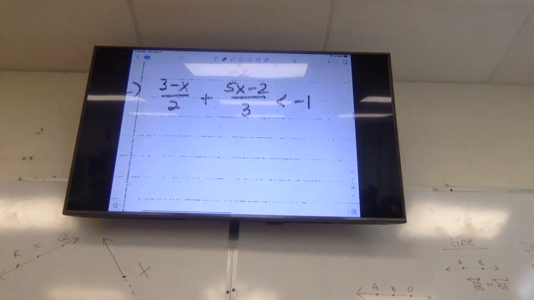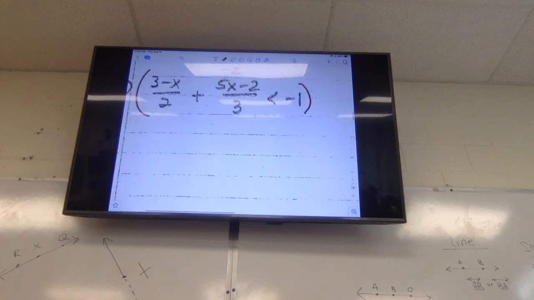If on C you're not really sure where to start, I'm going to work on clearing my denominator. So I'm going to multiply by 6 to everything. That's the smallest number that's going to clear out all of my denominators. So when I do 6 times the first one, cross out a 2, so it's going to be 3.